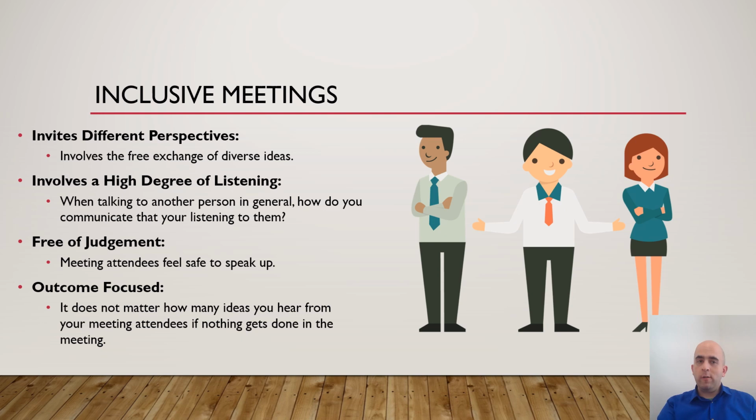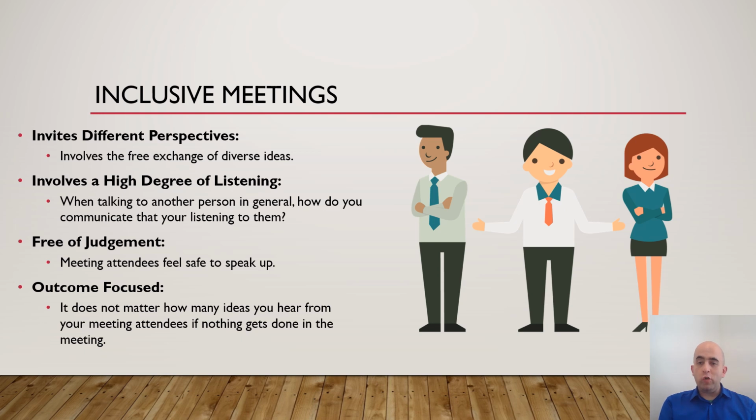So these are some other components about inclusive meetings. These are different aspects or characteristics, you can say. Two of the ones on this slide that I really want to focus on are free of judgment and outcome focused. So with free of judgment, one of the things to really think about is that this is not just dependent on your meetings. You can set free of judgment up by how you as a leader behave to your meeting attendees before that meeting.